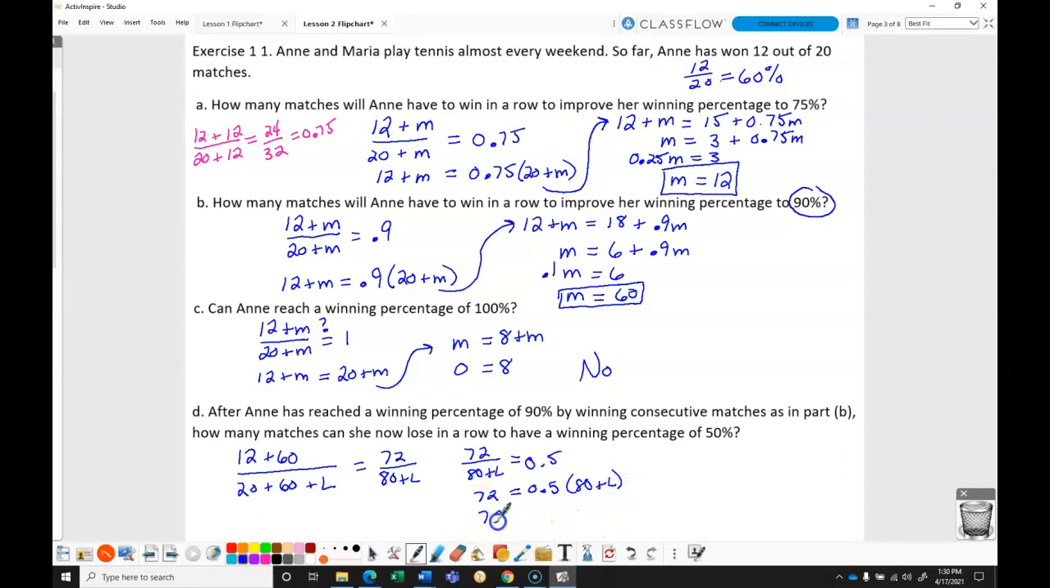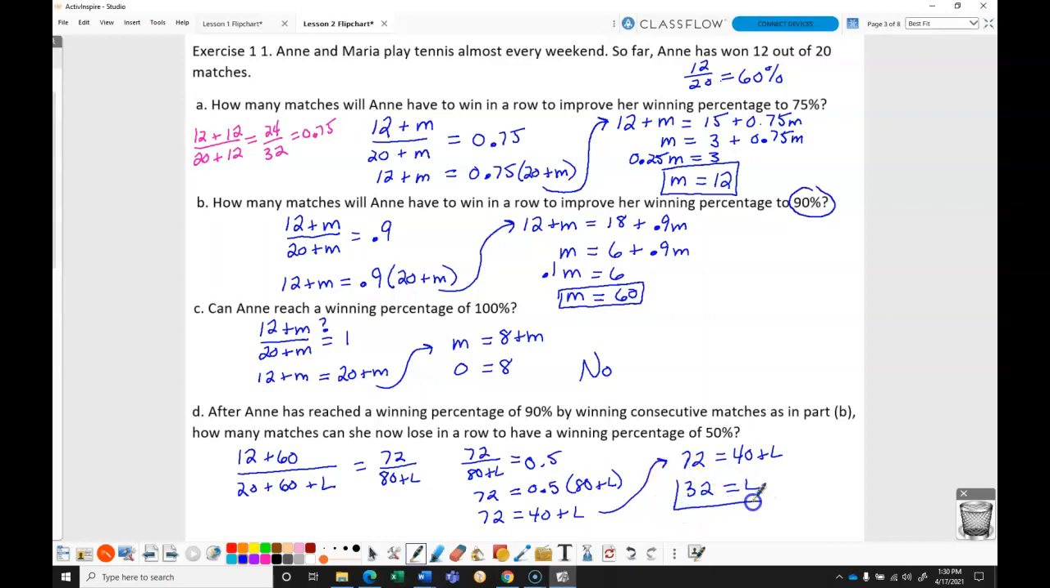Okay. So 72 should equal 40 plus the number of games in a row that she loses. So I'm going to solve that. I'll rewrite it. 72 equals 40 plus L. Subtract 40 from both sides.